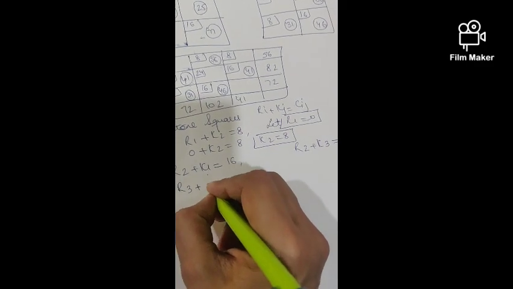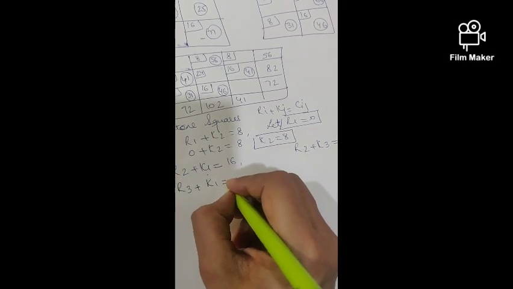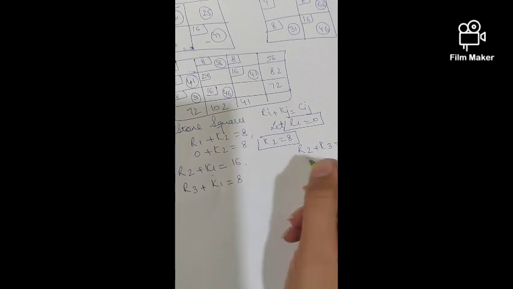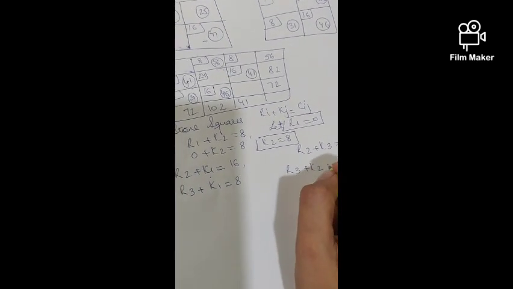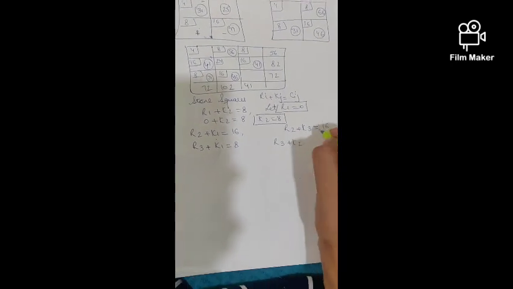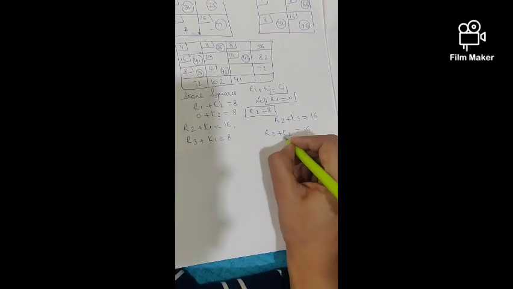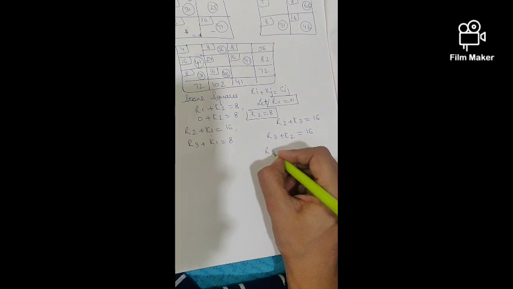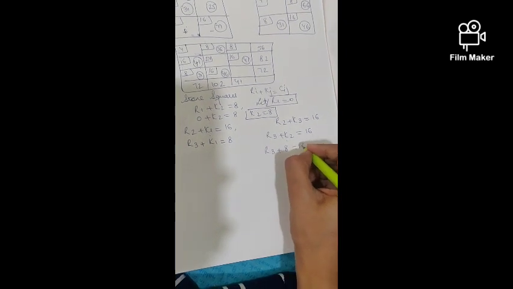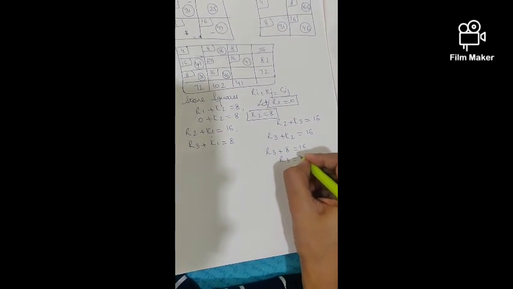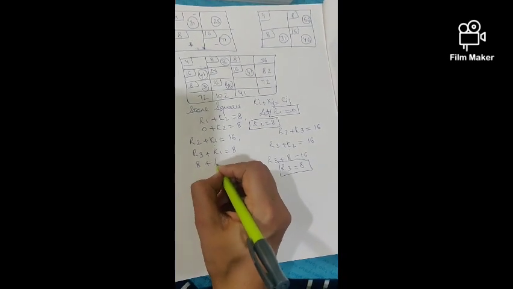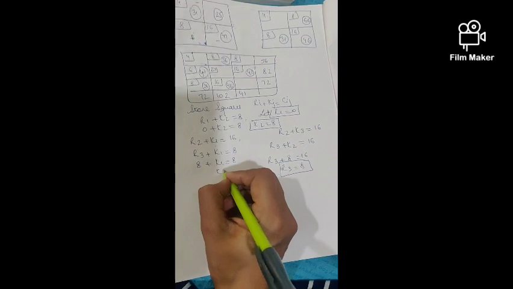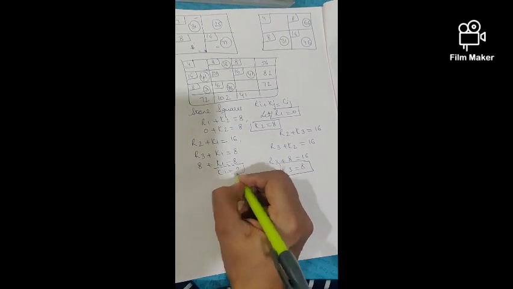R3 plus K1 is equals to 8. No. R3 plus K2 is equals to 16. We have K2 over here. R3 plus 8 is equals to 16. R3 is equals to 8. We'll put it in a box. Now, 8 plus K1 is equals to 8. K1 is equals to 0.